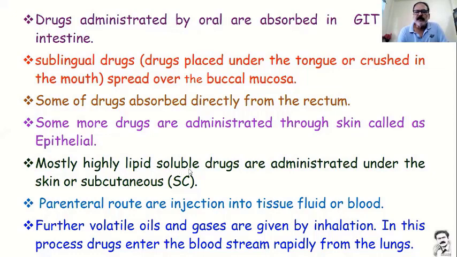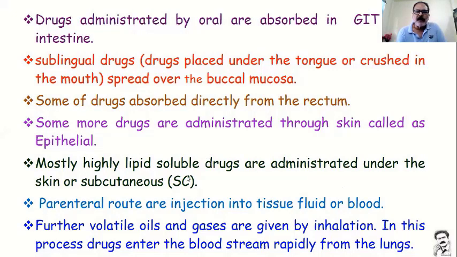Mostly highly lipid soluble drugs are administered under the skin, or subcutaneous. This is important. High lipid means fat dissolving drugs. They will be given subcutaneously, under the skin, because there will be skin. If you see chicken or mutton, a skin will be there, in the lower part you will have the fat, then you will have the muscle. So when you are giving an injection, whether in the skin, muscle or fat, for a fat soluble compound, the fat has a lot of importance in the body. In the next slides I will explain why.